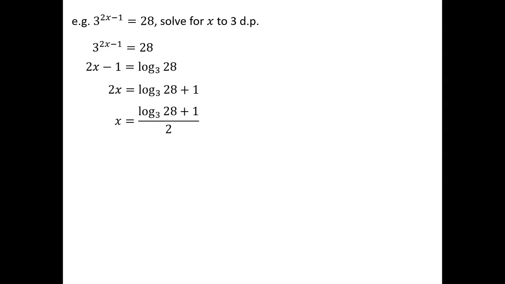Okay then, so here 3 to the power of 2x minus 1 equals 28, and I'm solving for x. I rewrite as a logarithm, so log base 3 of 28 equals 2x minus 1. Then I can just solve like I would solve any equation. I've got an x here, I need to add 1 to both sides and divide by 2. I go back to the question, I'm asked to give my answer to 3 decimal places. So I put that into my calculator and I get 2.017.